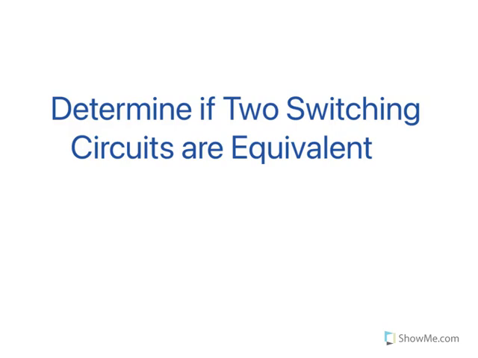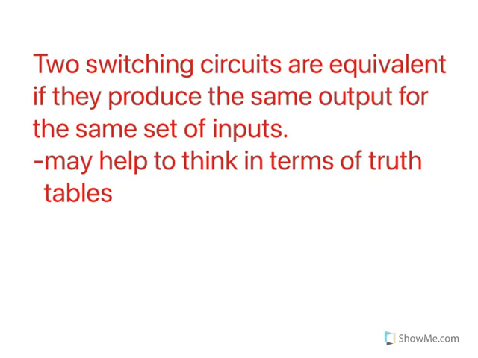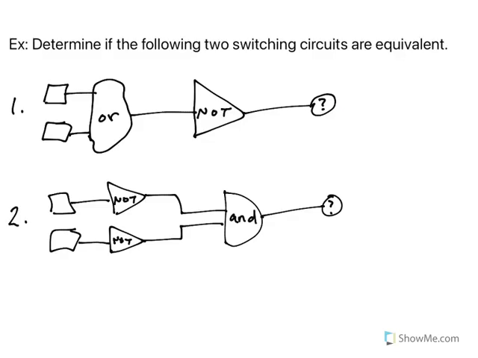Let's determine if two switching circuits are equivalent. Two switching circuits are equivalent if they produce the same output for the same set of inputs. And I don't know about you, but sometimes it helps me to think in terms of truth tables, because if I just look at these circuits, sometimes I have no idea. So let's determine if the following two switching circuits are equivalent.